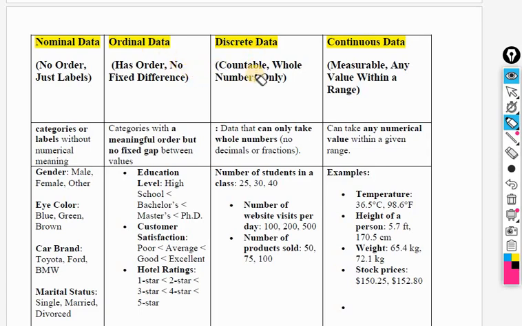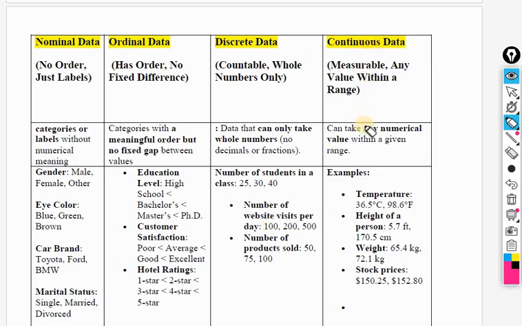In the discrete data type, it is only countables, and only whole numbers are allowed. For example, the number of students: 25, 30, 40. You cannot say the number of students is 20.5 or 30.6. We also cannot say the number of visitors is 100.3. It should be in whole numbers only, then it will have a meaning.